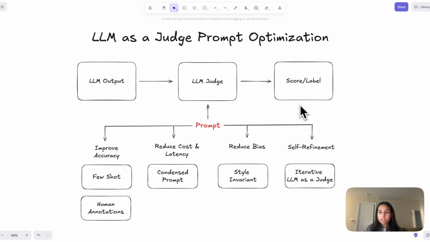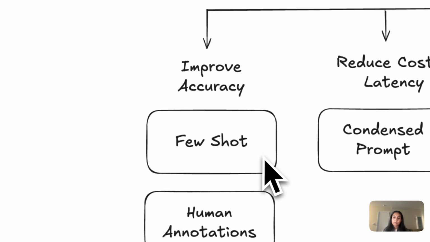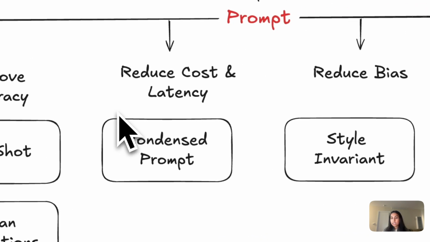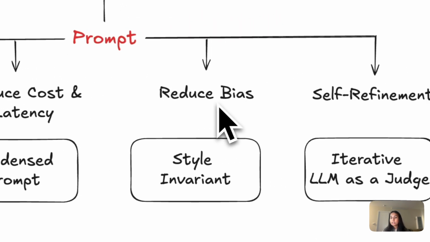The first one we're going to take a look at is improving accuracy, and we're going to try to insert some few shot examples. And then I'm also going to talk about the importance of human annotations in all of this. And then we're going to talk about reducing cost and latency. It could be taking a lot of time to run these evals, which might not be beneficial. So we're going to use meta prompting to see if we can condense the prompt while maintaining all the important information that we need.